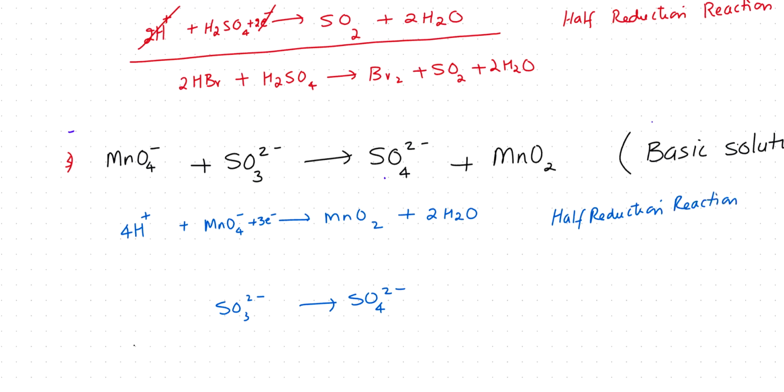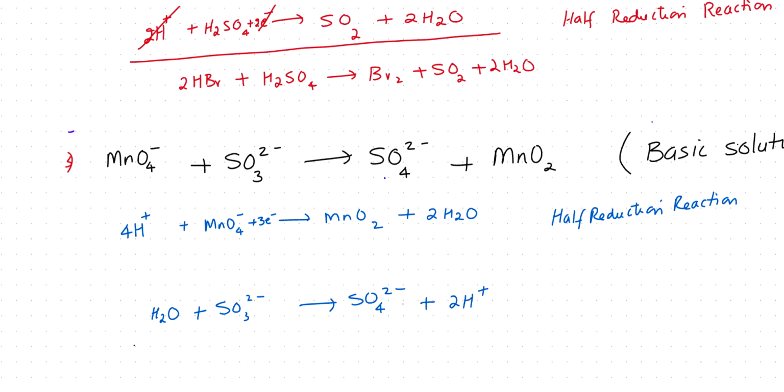Now another half reaction is SO3 2 negative changing to SO4 2 negative. So 1 sulfur, 3 oxygens here, 4 oxygens there. So 1 oxygen is less on the left side, so add 1 water molecule. Now we have 4 oxygens, but now we have 2 hydrogens, so we add 2H plus. Now hydrogens also balance. Last step is to balance the charges.